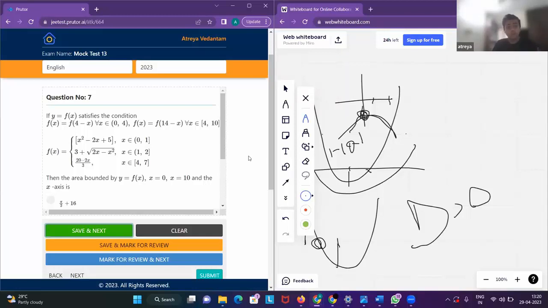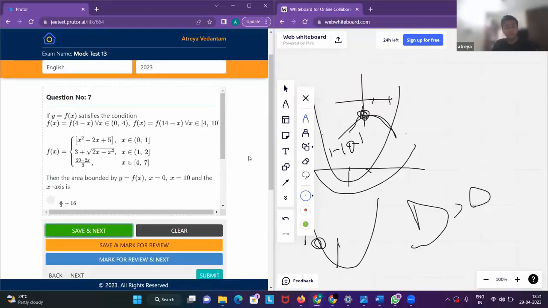Now, the more important thing to see here is 4 to 7. 4 to 7, it's 20 minus 2x by 3. If you put 4, you'll get 12 by 3, which is 4. So it is continuous. And at 7, it is 20 minus 14 by 3, which is 6 by 3, which is 2. So it dips until 2 as a linear thing at 7. Since f is equal to f of 14 minus x, we must remember that whatever happens from 0 to 7 also happens from 7 to 14 mirrored. So we know that the same thing happens from 7 to 14. So we can just reconstruct. But we are only interested until 10.